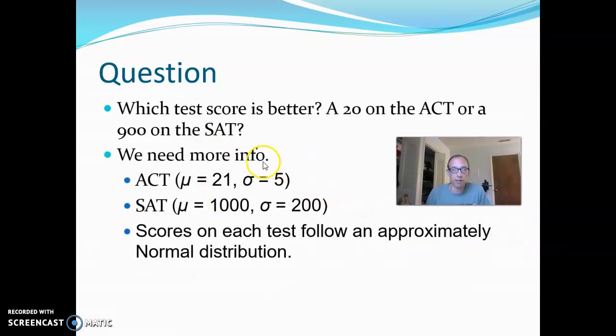First of all, we get a bit more info. So we find out that the average score on the ACT is a 21, the mean, and the standard deviation, it's spread out as a 5. For the SAT, the average is 1,000, and the standard deviation is 200. So notice both of them are a little below average. So still, we're not in a position where we can really tell which score is better. And we do want to assume that the scores on both follow a normal distribution, which they do.